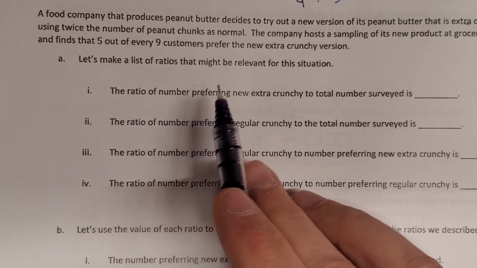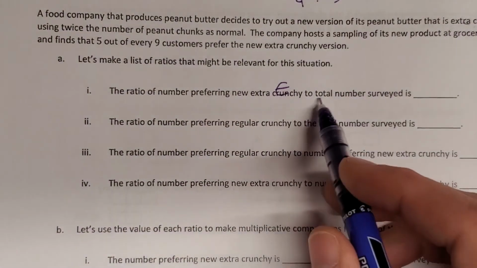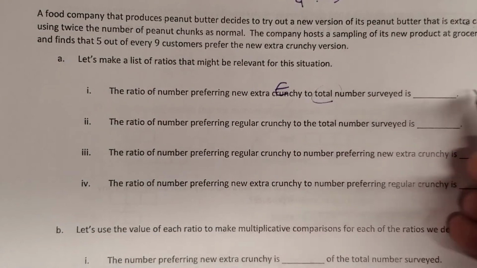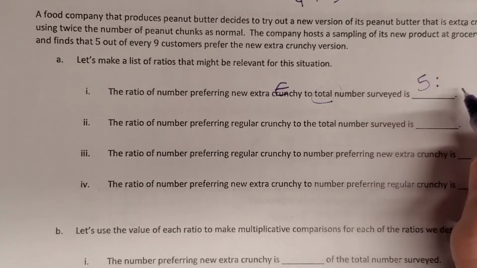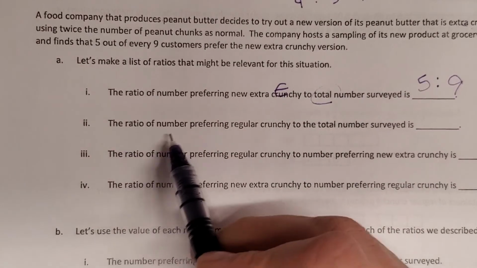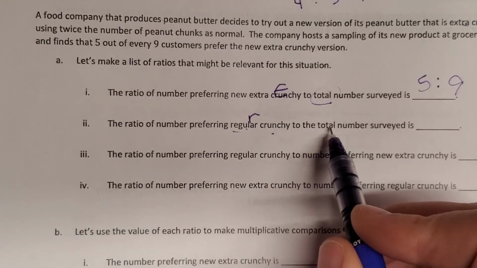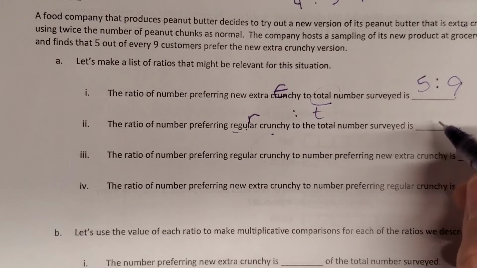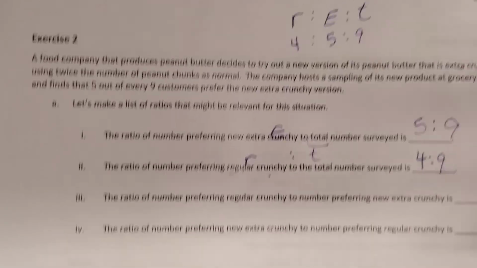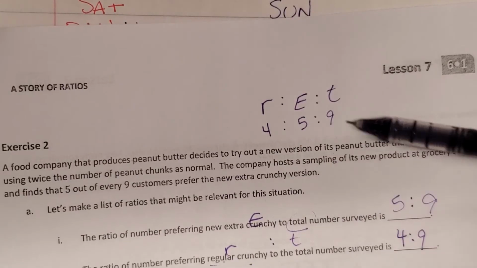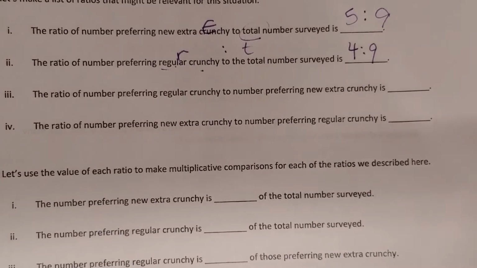The ratio of the number preferring the new extra crunchy to the total number. Okay, extra crunchy was 5, total was 9. The ratio of the number preferring regular crunchy, we've said that's regular, to the total number, regular was 4, total was 9. Do you see how doing that work up here and just writing down what was in the question in a mathematical way really helps us?